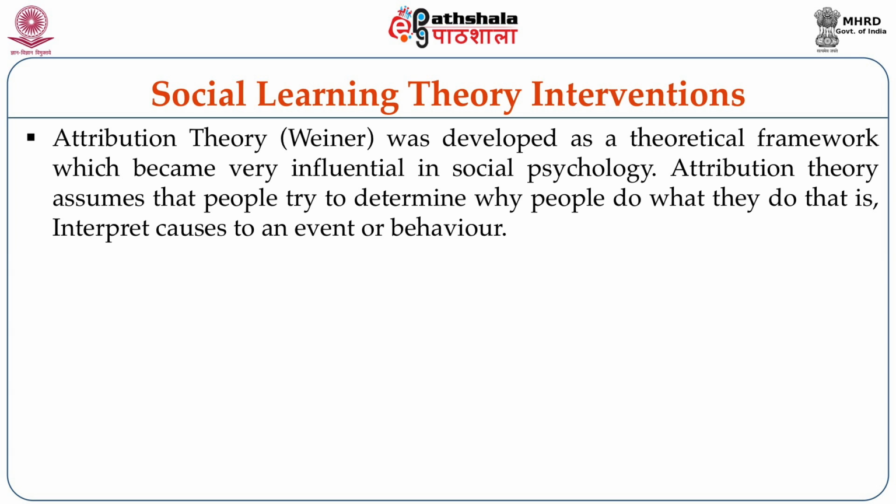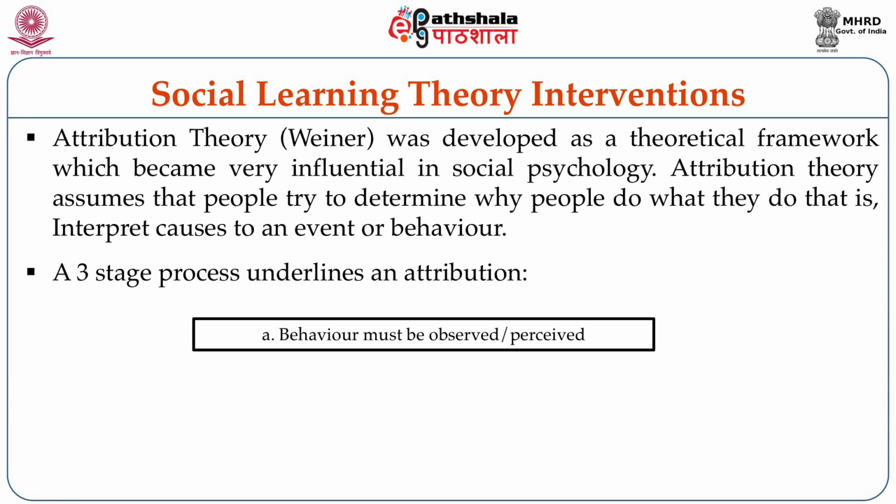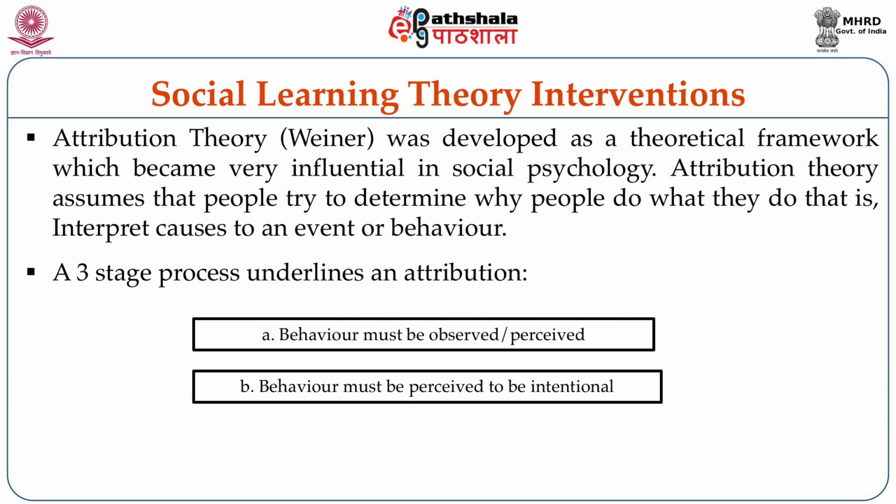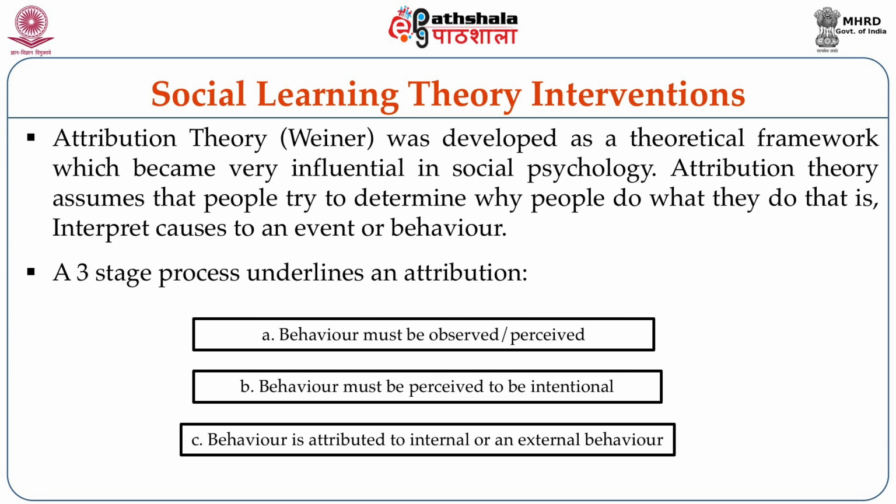Attribution theory, which was proposed by Weiner, was developed as a theoretical framework which became very influential in social psychology. This theory assumes that people try to determine why people do what they do. That is, they interpret causes to an event or behavior. There is a three-stage process which underlies attribution. The first, behavior must be observed or perceived. Second, behavior must be perceived to be intentional. Third, behavior is attributed to either internal or external causes.